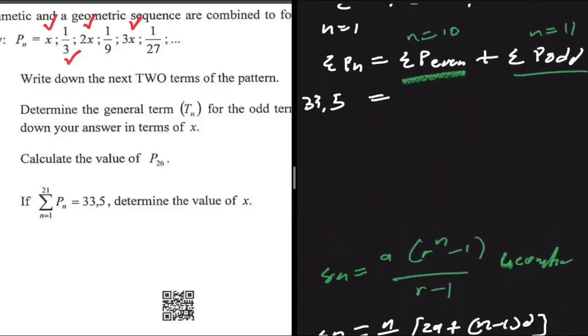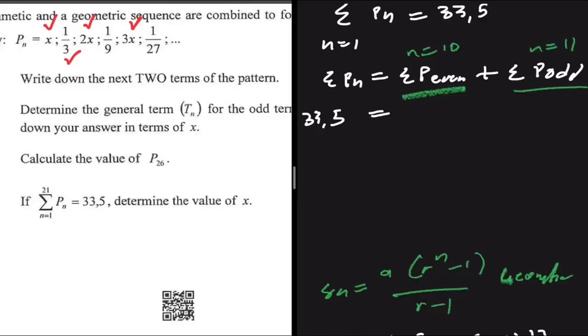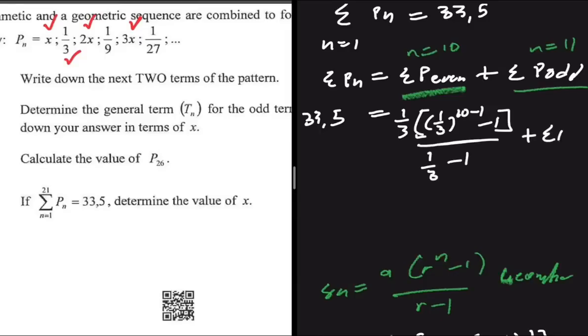So the sum of the even, the first term is 1 divided by 3, and the ratio, we know that it is 1 divided by 3 also. And then to the power 10, minus 1, everything divided by r minus 1. So we have 1 divided by 3 minus 1, plus the sum of the odd. Let's just compute that real quick. So we're going to get 33.5 being equal to 0.5 plus the sum of the odd.